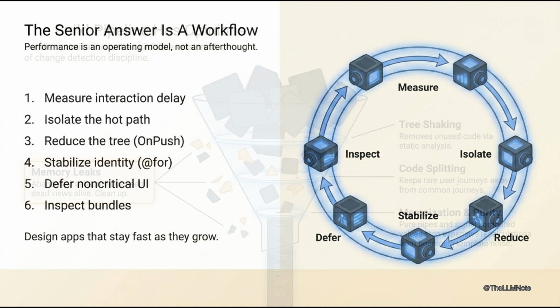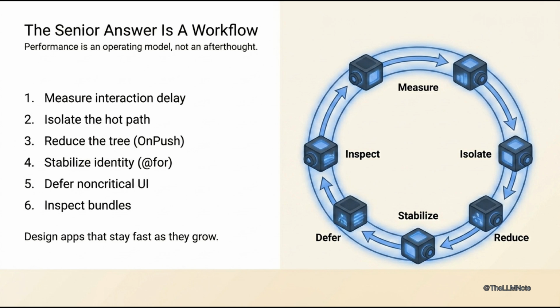The winning answer becomes an operating model. Next, measure interaction delay and isolate the hot path. Importantly, reduce the check tree with OnPush, thus stabilize identity with tracking. More specifically, defer non-critical UI. Notably, virtualize large surfaces, clean subscriptions, and inspect bundles. This topic proves you can design Angular applications instead of hoping the framework will rescue architecture.